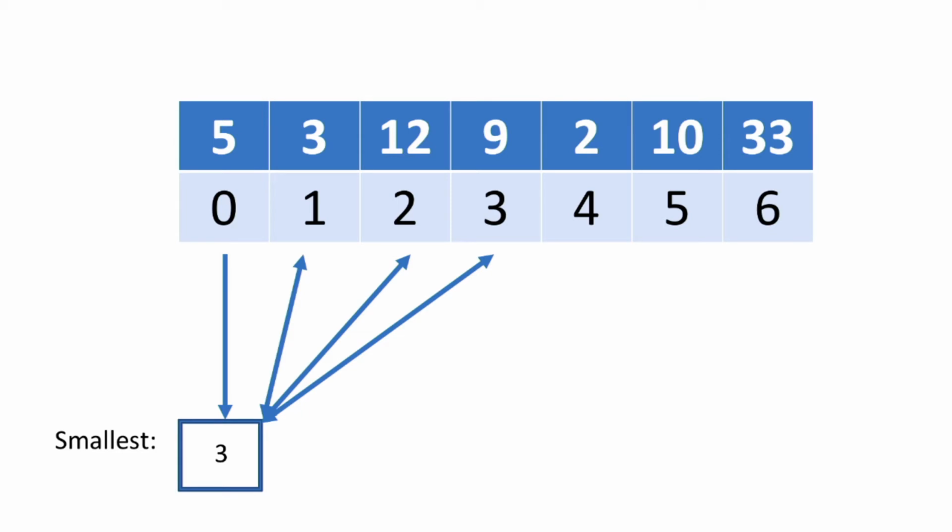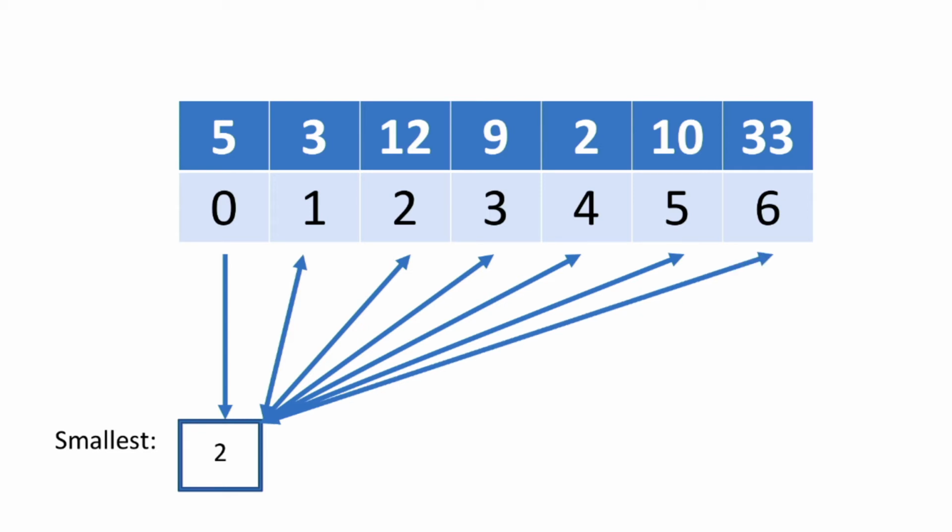Next item in the list has a value of 2, and 2 is smaller than 3, so we update smallest to be 2. Next item in the list is 10. It's not smaller, so we don't do anything. And the last item in the list is 33. It's not smaller than 2, so we don't do anything.